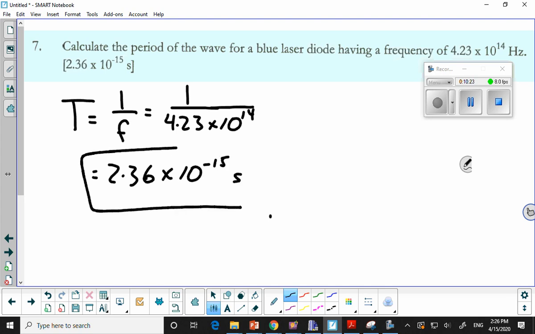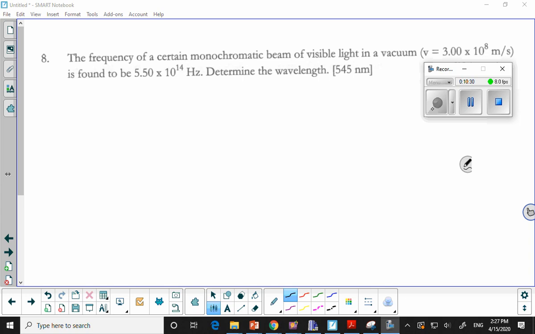So that's not very long for one wave to get past it. Take a second and copy that down. So question number 8, we're going to utilize our universal wave equation, V is equal to F times lambda, but in this case we want to find lambda. So we divide both sides by the frequency.